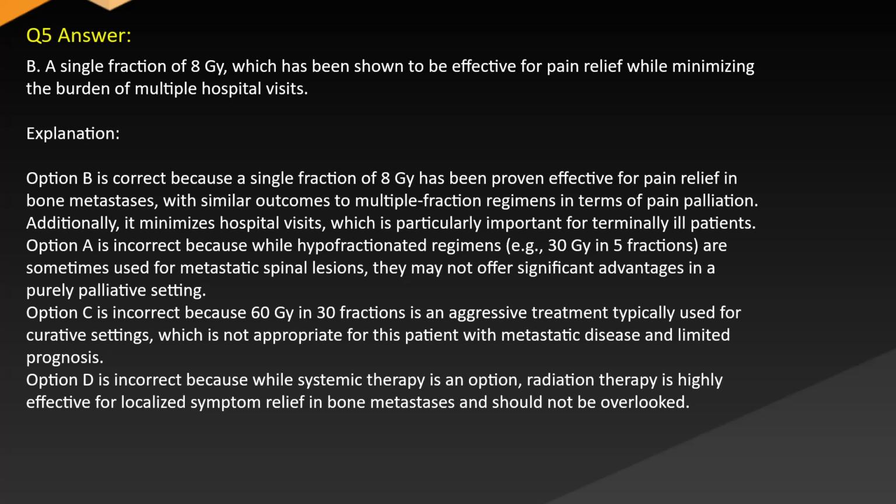Option A is incorrect because hypofractionated regimens, such as 30 Gy in 5 fractions, are sometimes used for metastatic spinal lesions. They may not offer significant advantages in a purely palliative setting. Option C is incorrect because 60 Gy in 30 fractions is an aggressive treatment typically used for curative settings, which is not appropriate for this patient with metastatic disease and limited prognosis. Option D is incorrect because while systemic therapy is an option, radiation therapy is highly effective for localized symptom relief in bone metastases and should not be overlooked.